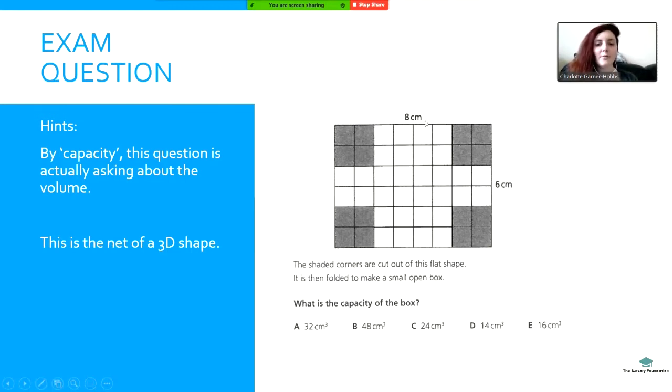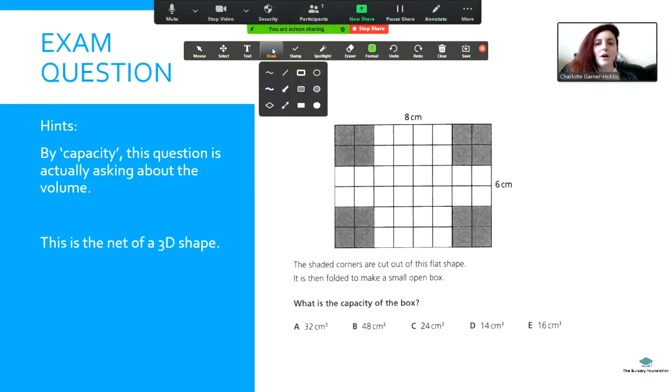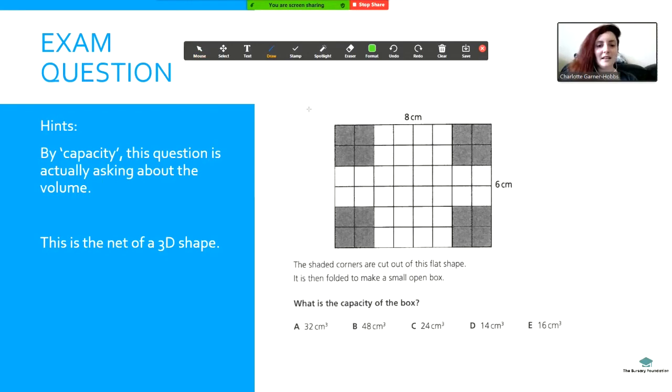So here I'm thinking, well, this is basically the net of a 3D shape I've been given. So probably one of the quickest and easiest things to do would be to draw what this 3D shape looks like. So let's imagine that this bit here is the front side of my shape. So I'd get something like this. If I added in the measurements, I can see that this bit going across is worth 8 centimetres because it matches up to the measurement at the top here.